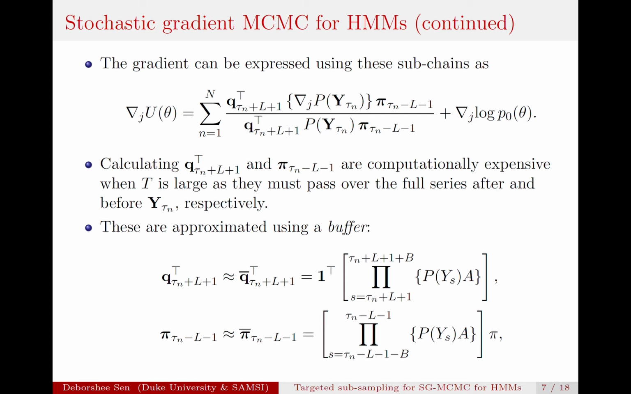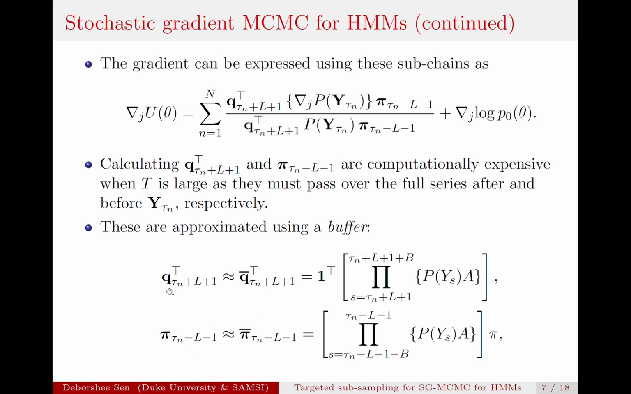The idea is you assume that the latent Markov chain mixes fast. So if you are at time t, you don't care about what happens after b steps, basically t plus b, because you assume that the Markov chain has mixed fast enough. You don't care very much about what happens far in the future or far in the past, because these are essentially independent. That's the main assumption. Using these buffers, you estimate these quantities q and pi.